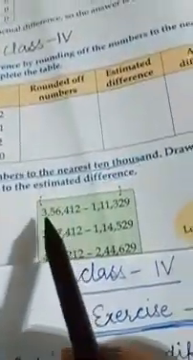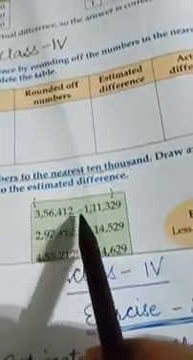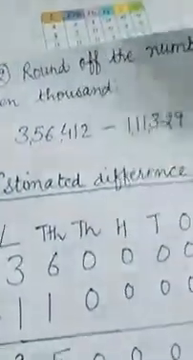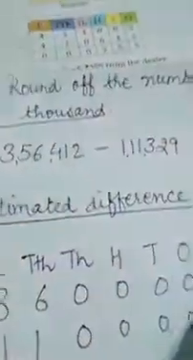Firstly, we will find out the difference after changing the numbers to the nearest 10,000. See how we will do. First part I am going to do 3,56,412 minus 1,11,329. We will find out the estimated difference and the estimation must be to the nearest 10,000. See how we will do.